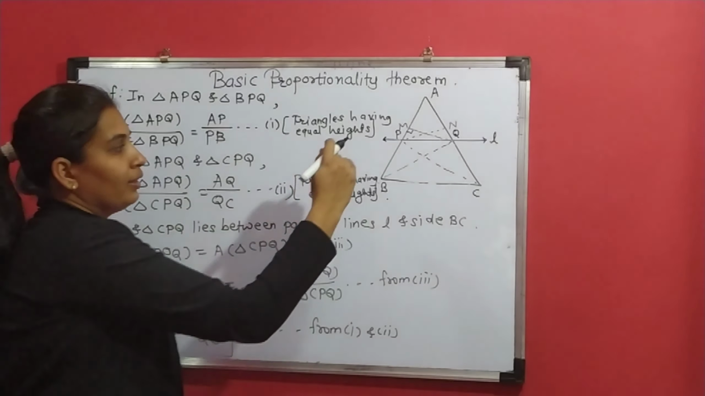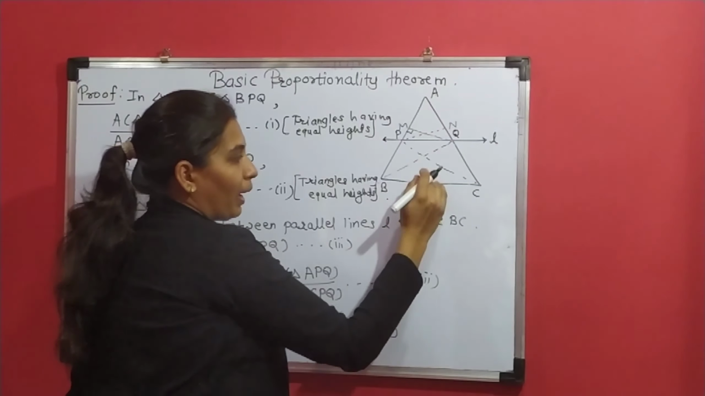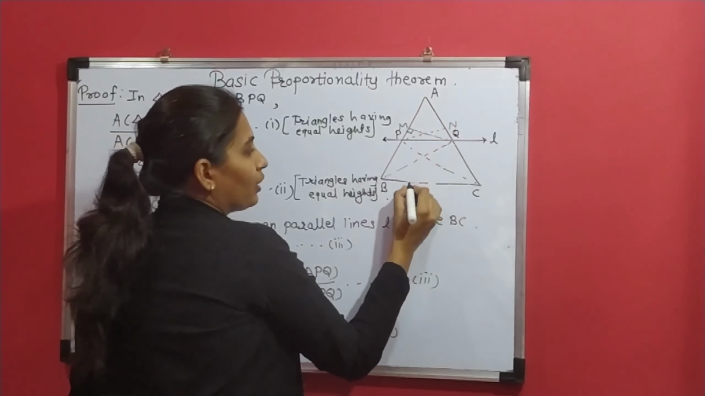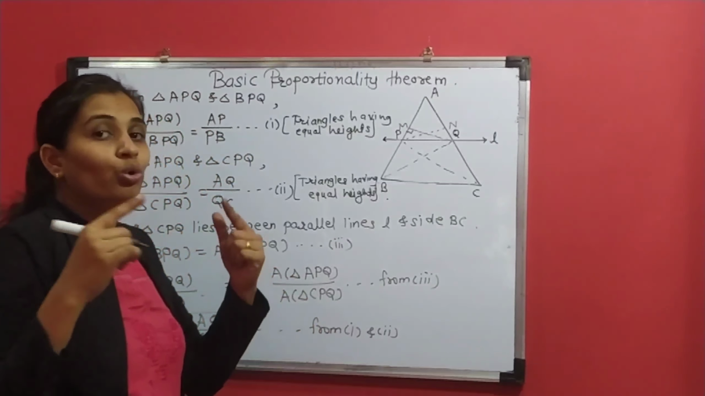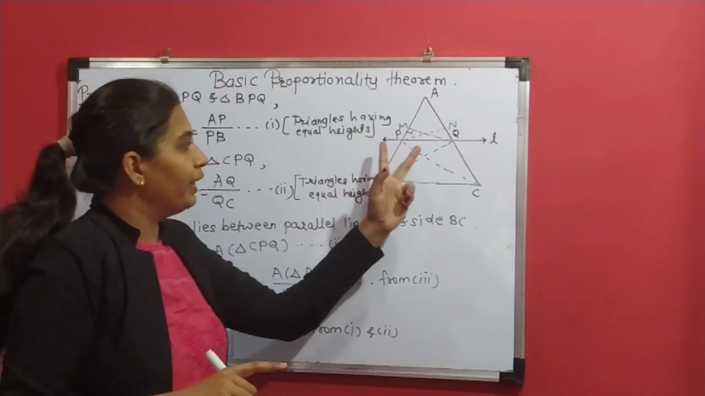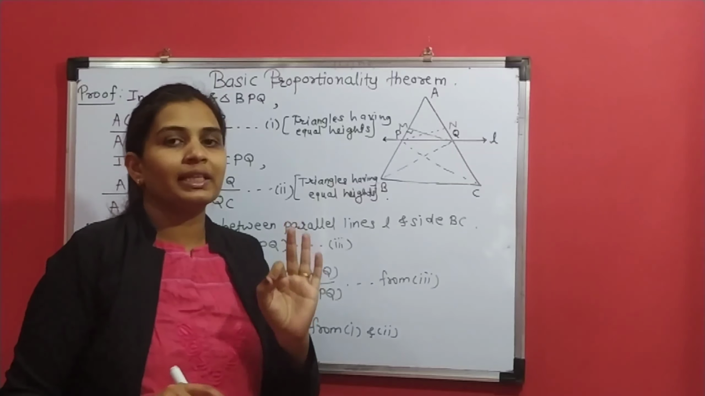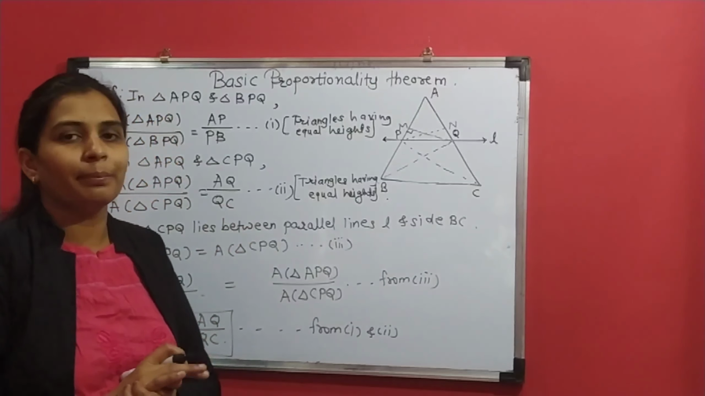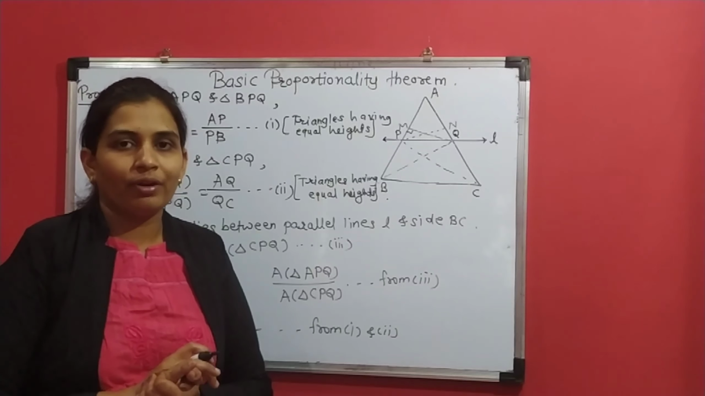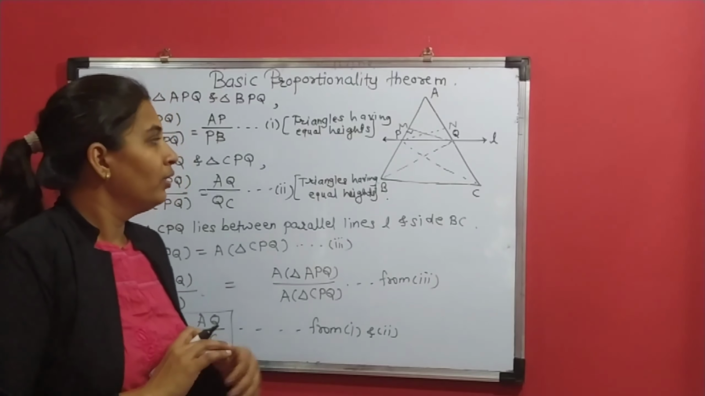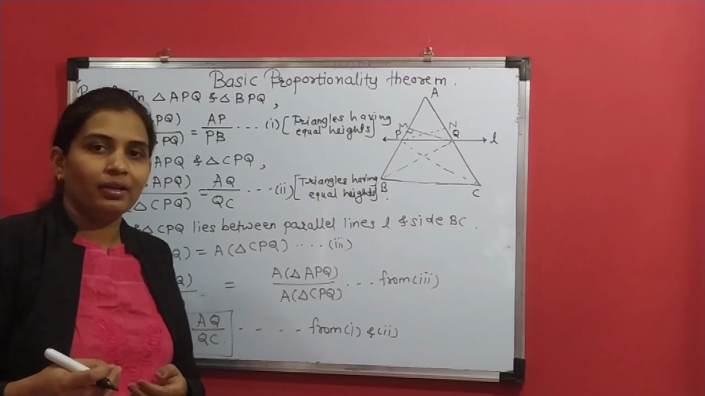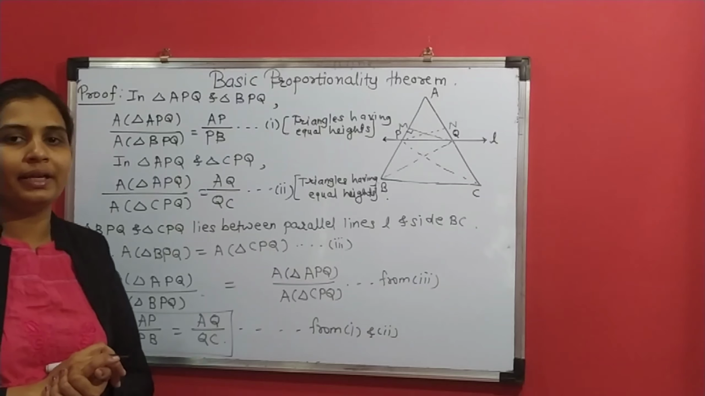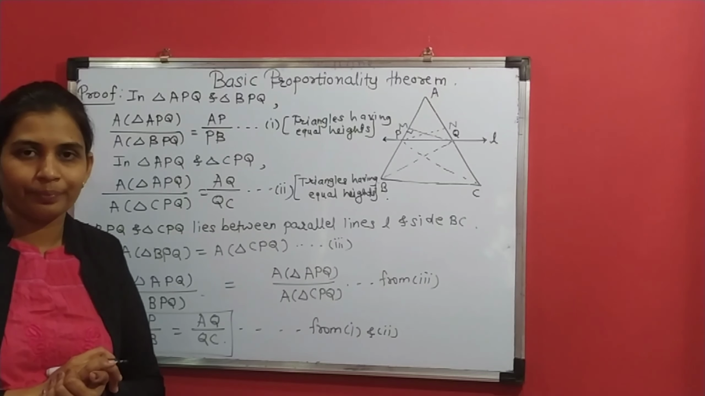It means that a line which is parallel to a side of a triangle and divides the remaining sides in two distinct points, then it divides the sides in the same proportion. Okay students, so this is a very simple theorem to remember. Write it down 5 times and try to write it again on your own. So students, this is BPT, basic proportionality theorem.